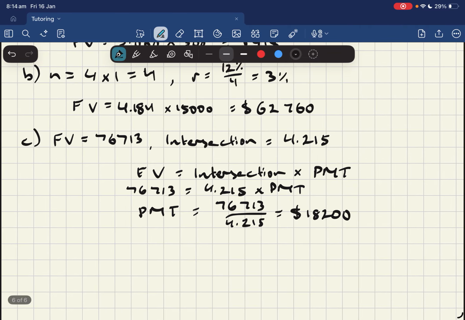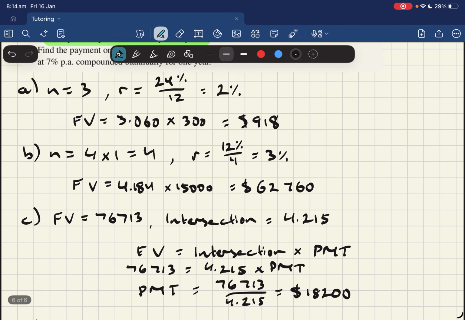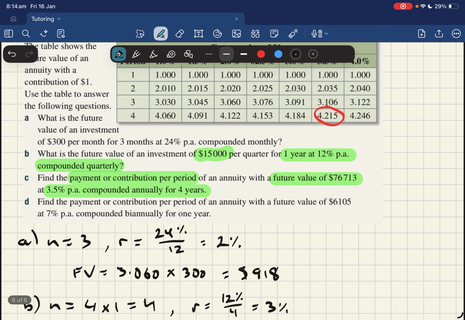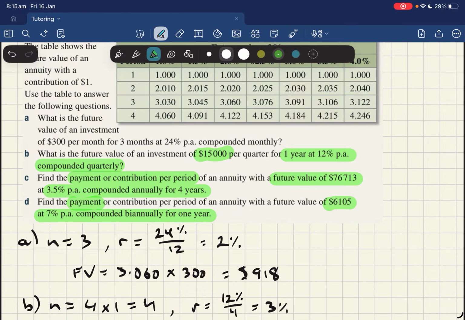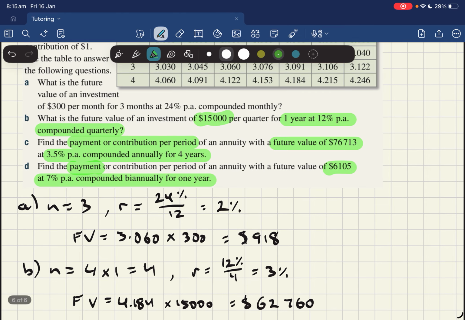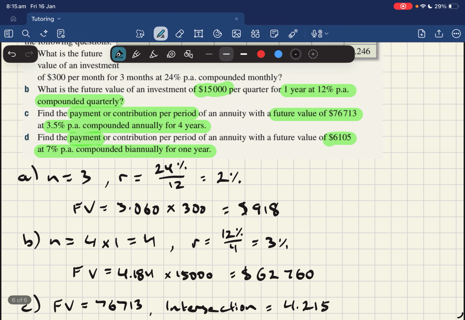Now part D, very last one. It's saying once again to find the payment. So I'm just underlining all the key bits of information. For an annuity with a future value here, at 7% compounded biannually for 1 year. Biannually just means 2 times in 1 year. So we're going to write down everything we know. So we have our future value. Actually, I'll do that right at the end.